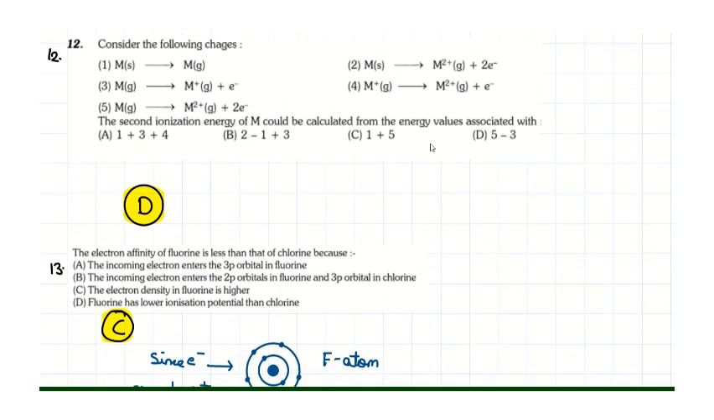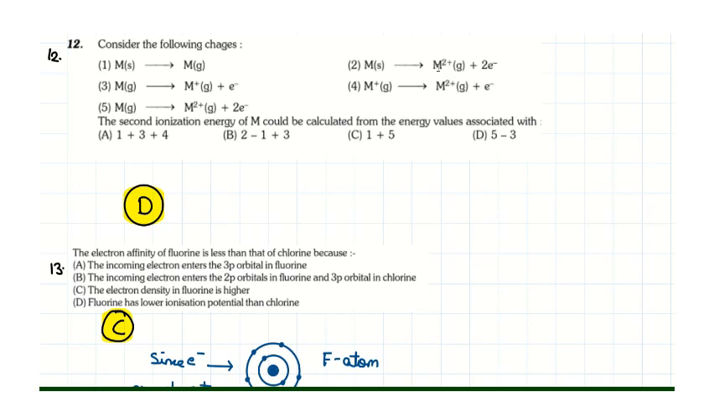In the next question, we have the following changes: M in solid form to M in gas form, gaseous M to M plus in gas form plus 1 electron, gaseous M to M2 plus in gas form plus 2 electrons, M in solid form converted to M2 plus in gaseous form plus 2 electrons, and M plus in gaseous form to M2 plus in gaseous form plus an electron. Now we have to find from which of the following options we could calculate the second ionization energy.